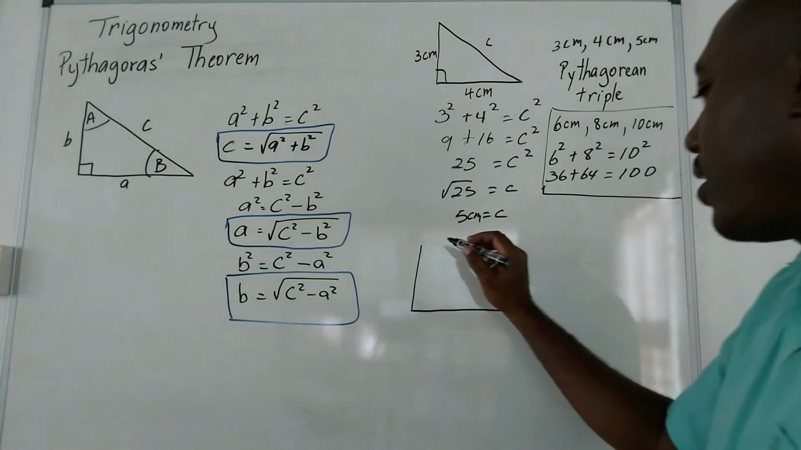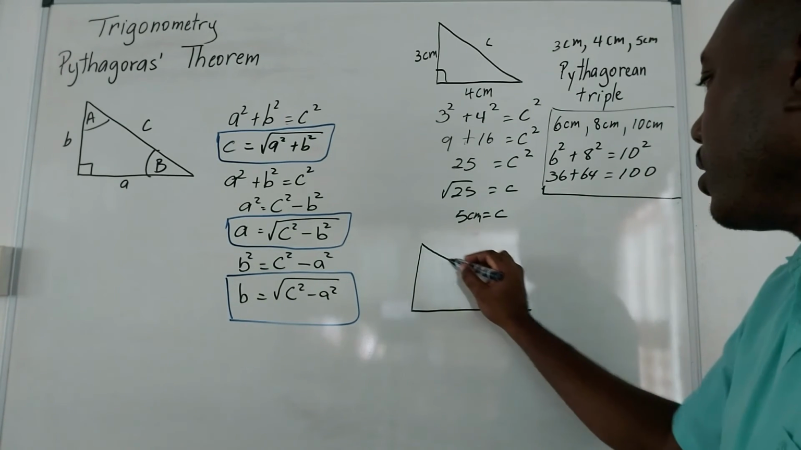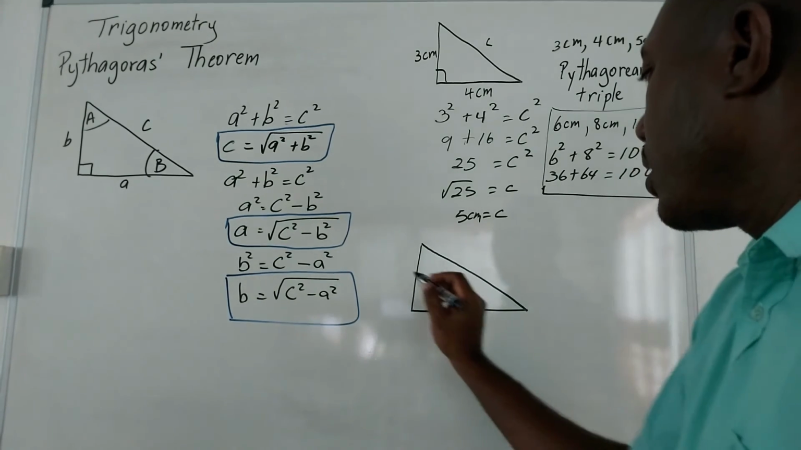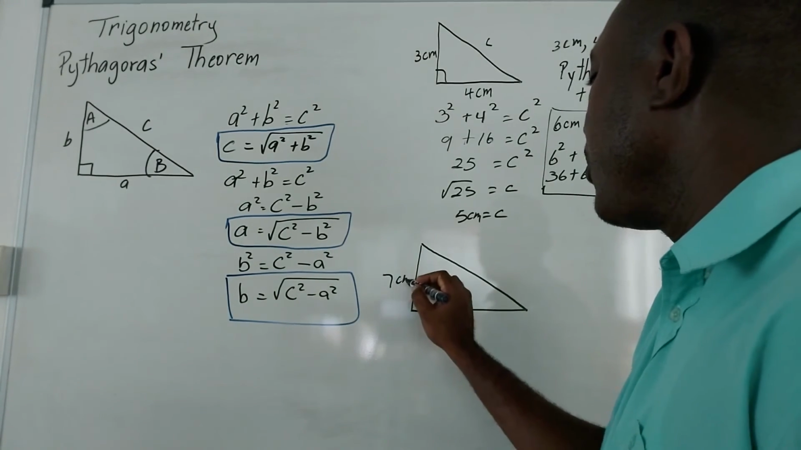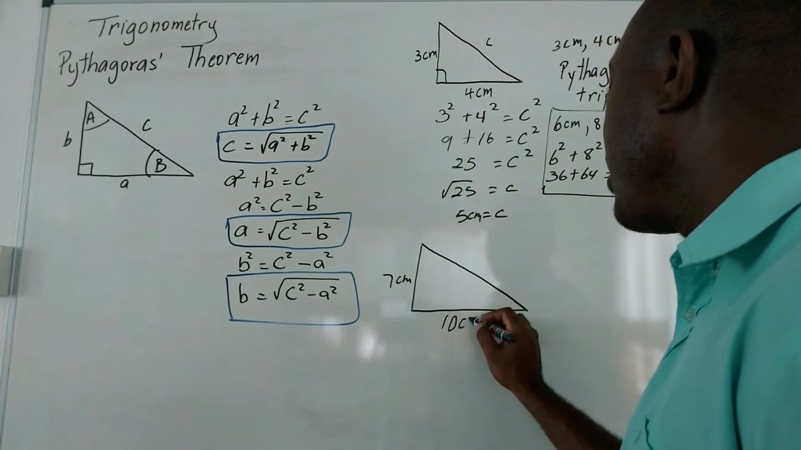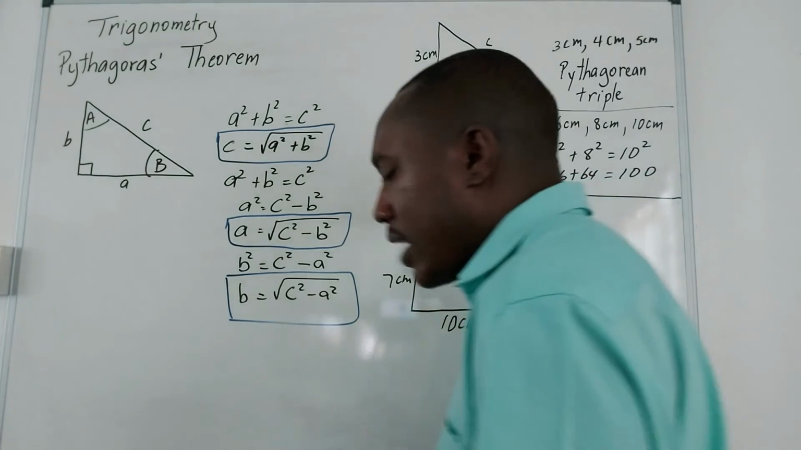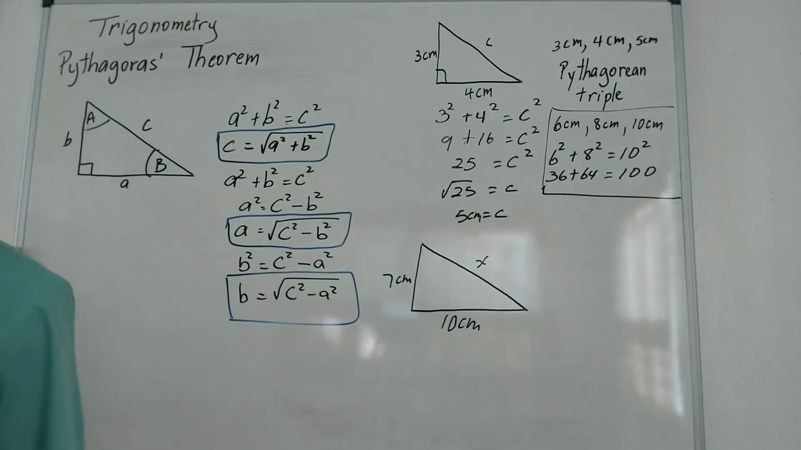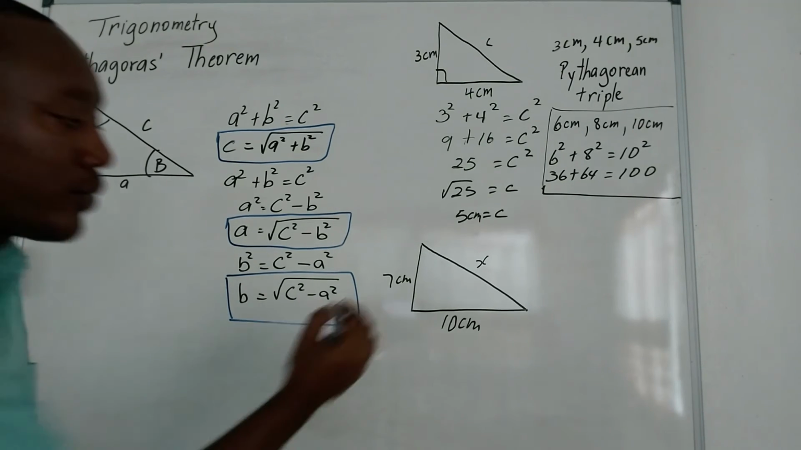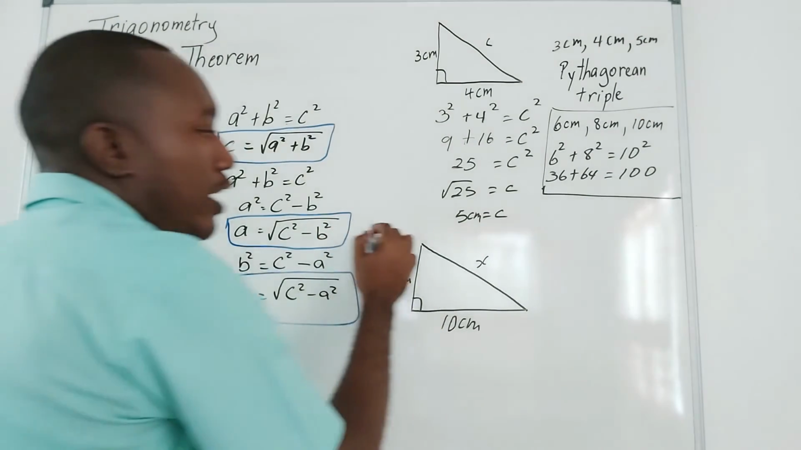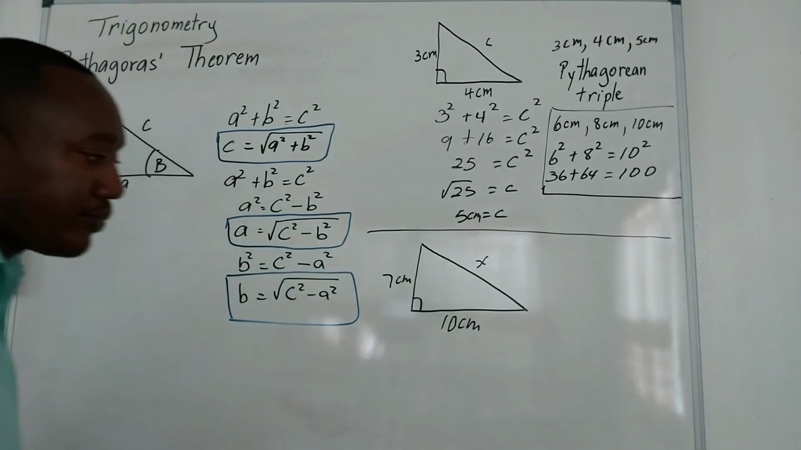So let's try another where we're finding the hypotenuse. Let's say we have 7 cm and 10 cm, and we want to find the value for x. And what you could do is pause the video and try to see if you can get the answer. Alright? Here is our right angle. So let's work it and see if you have the same answer.